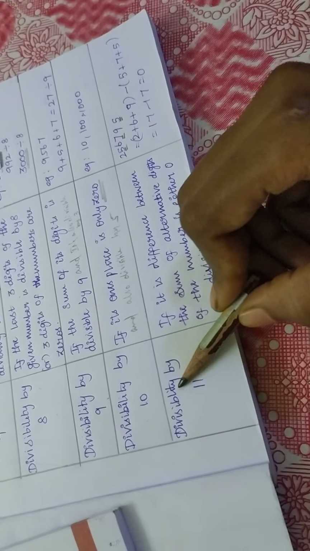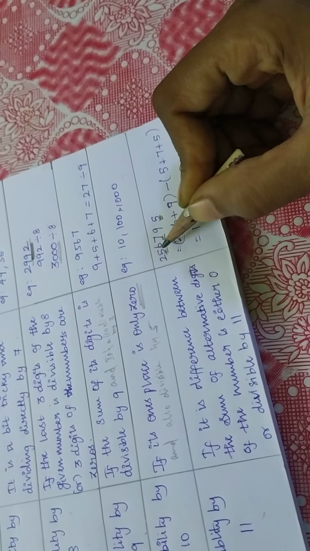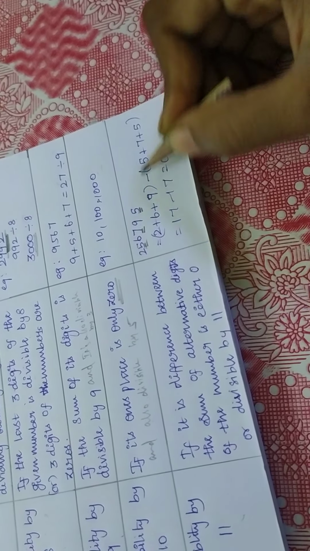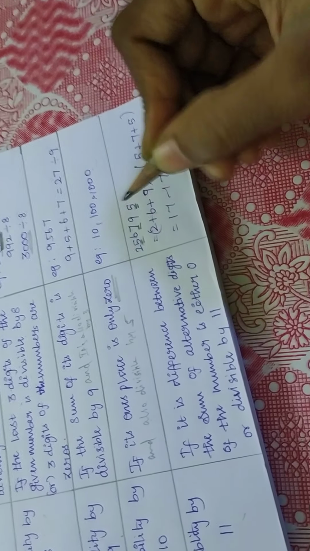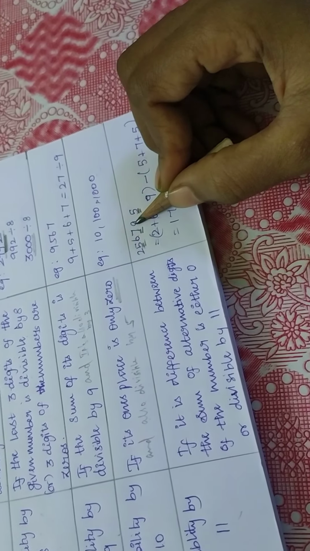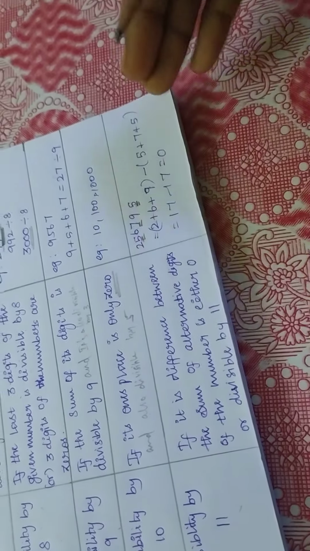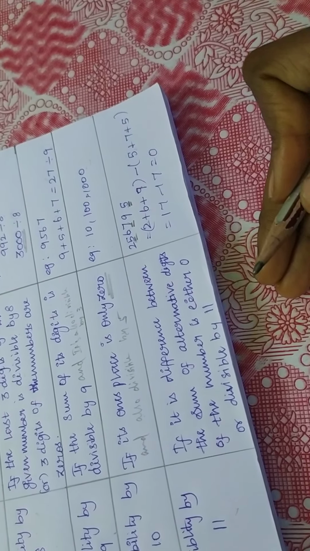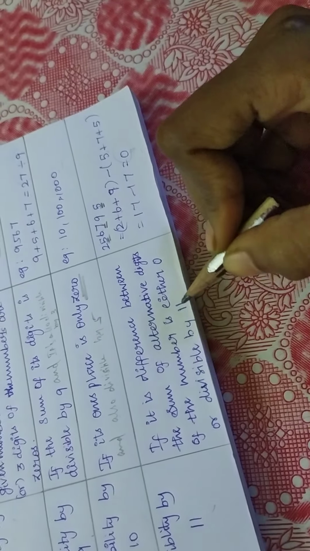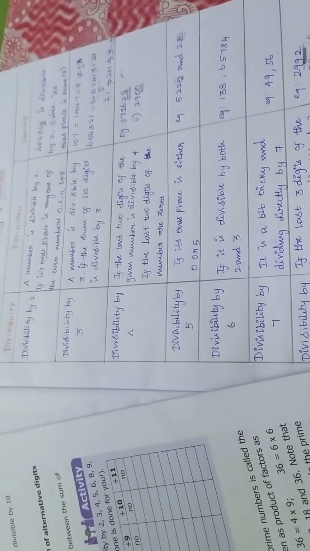So 10, 100, 1000 are divisible by 10. Now divisible by 11. Take a large number: alternately, the first digit is added, the next digit is subtracted, the next is added, and so on. So 2 is added, 5 is subtracted, 6 is added, 7 is subtracted, 9 is added, 5 is subtracted. That is called the alternate digits method. The first digit is addition, the next is subtraction. Like that, if you get 0 or 11, then the number is divisible by 11. This is the concept of the rules for testing the divisibility of numbers.